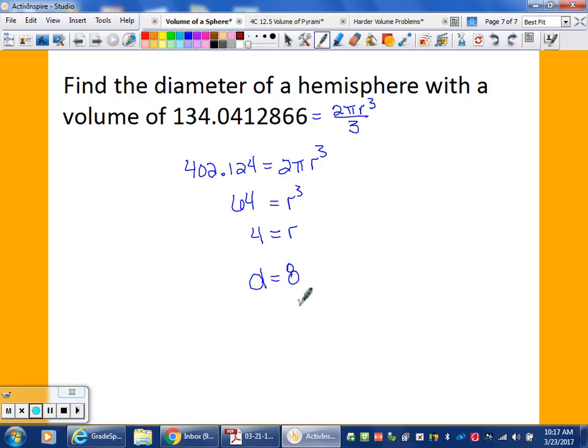Okay, well, that's volume of a sphere. Hope this helps.